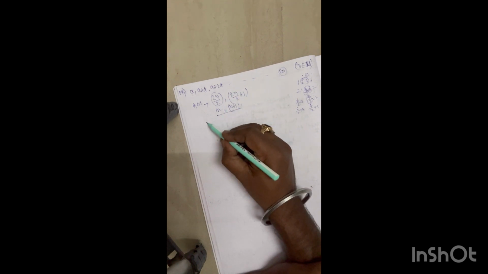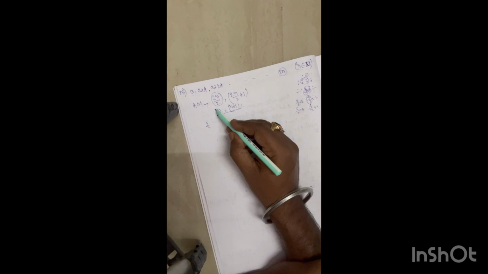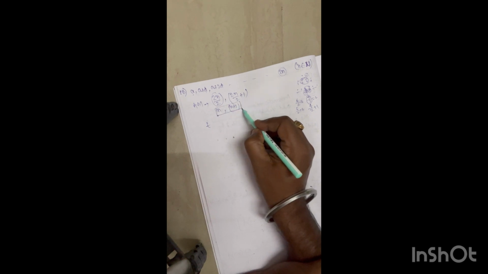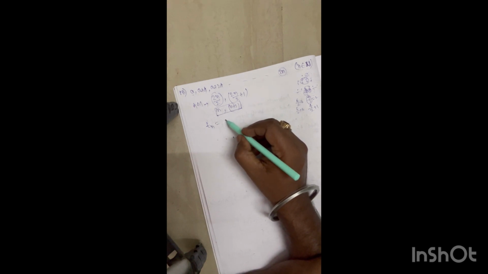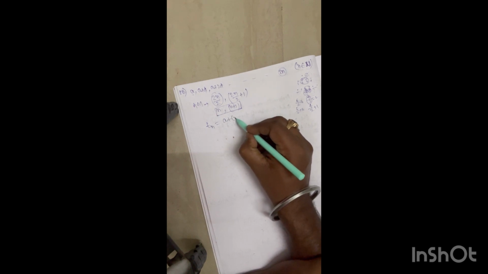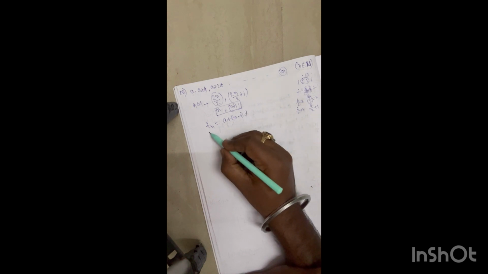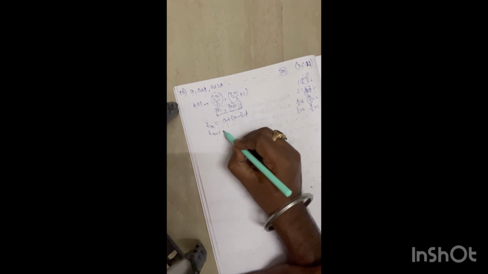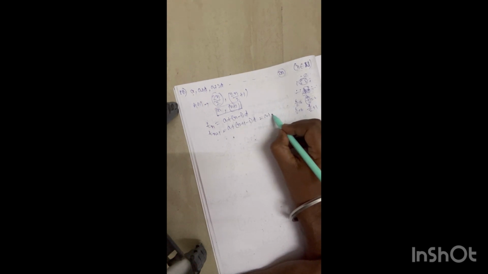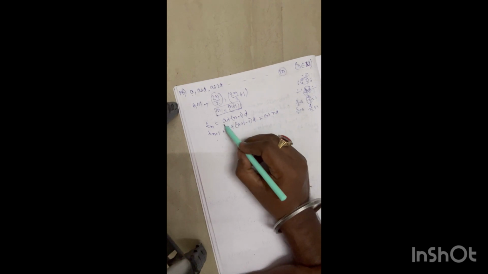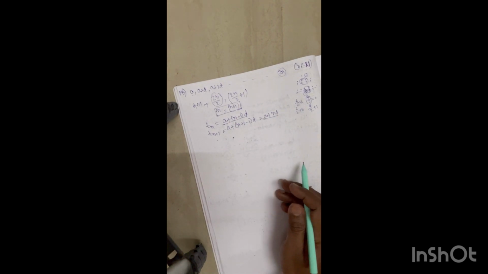Once you have established the term position, you can easily get the term. The first mean is a plus n minus 1 into d, and the second mean is a plus n plus 1 minus 1 into d. Further simplifying, these are the two terms which represent the two means of the even series. So this is the rule.